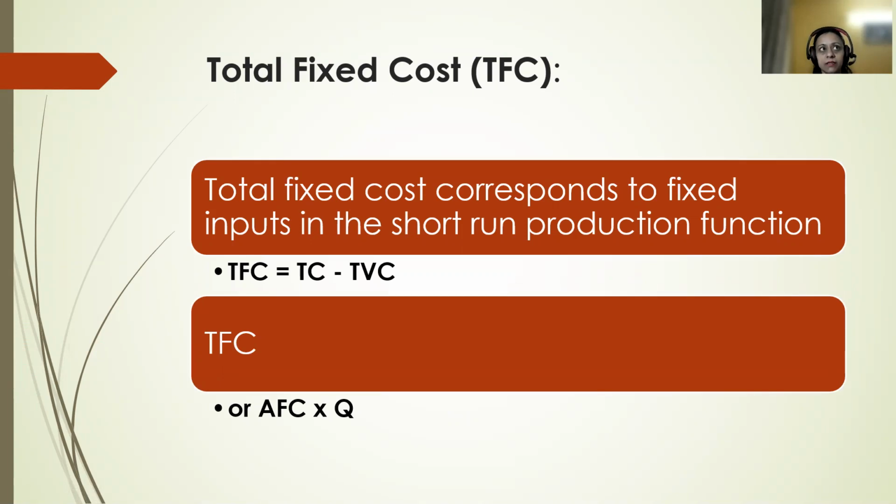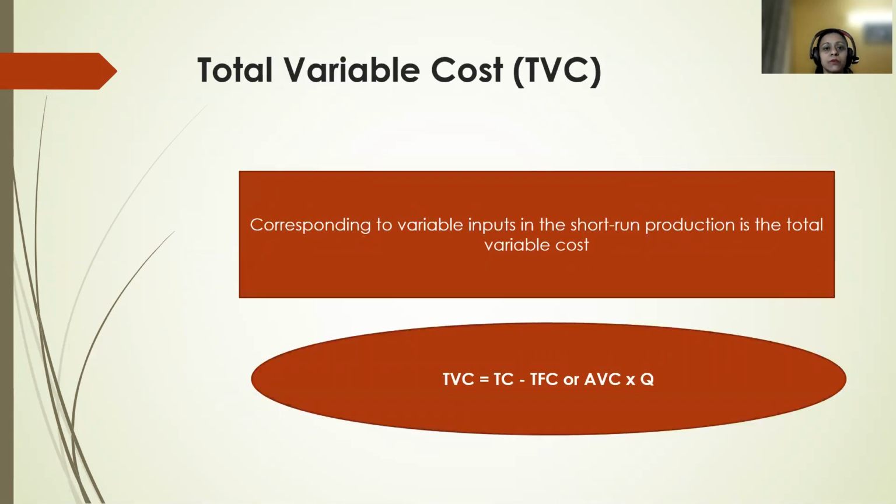Total fixed cost is the total of the fixed cost. It can be arrived by subtracting total variable cost from total cost. Alternatively, total fixed cost can be arrived by multiplying average fixed cost with the quantity produced. Total variable cost can be arrived at by subtracting total fixed cost from total cost, alternatively by multiplying average variable cost with the quantity produced.